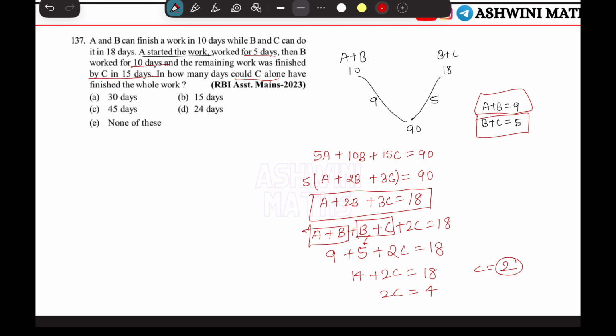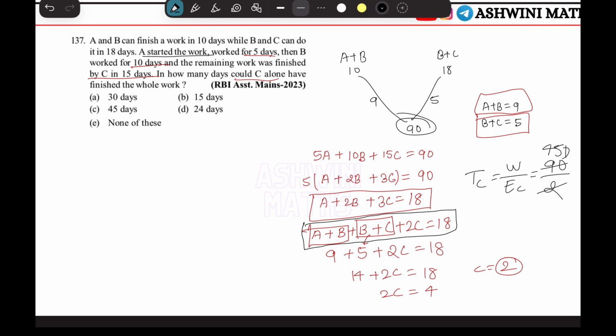So total time taken by C, the total work is 90 here. So time of C will be total work W by efficiency of C. Here total work is 90, efficiency of C is 2, it will come out to be 45 days. So this is the critical process. If you can do this, it will be solved.